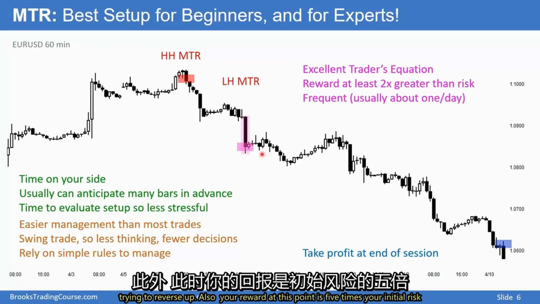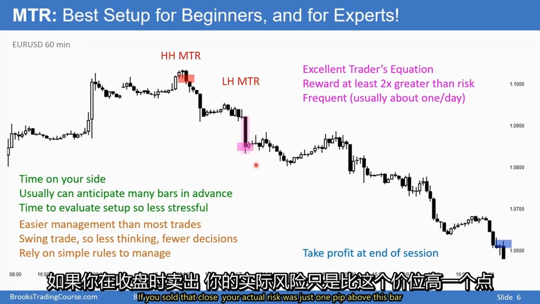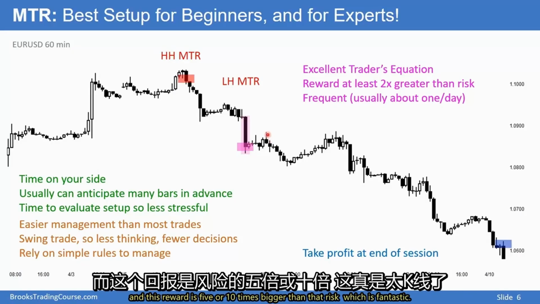Also, your reward at this point is 5 times your initial risk. 3, 4, 5 times your initial risk, 10 or 20 times your actual risk. If you sold that close, your actual risk was just 1 pip above this bar, and this reward is 5 or 10 times bigger than that risk, which is fantastic.